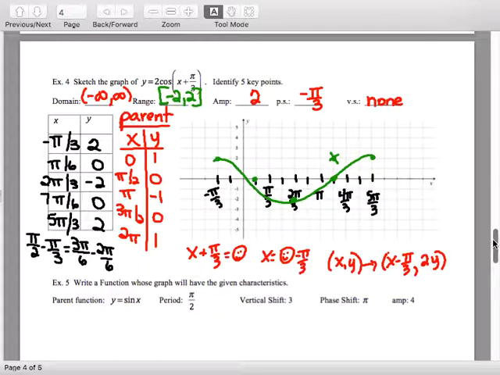All right, what questions do you have about graphing with sine or cosine? Just based on this one, what questions do you have lingering? Yeah. Why is it negative pi over 3 again?